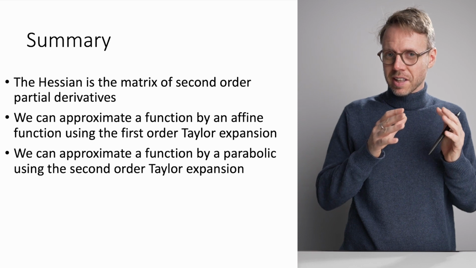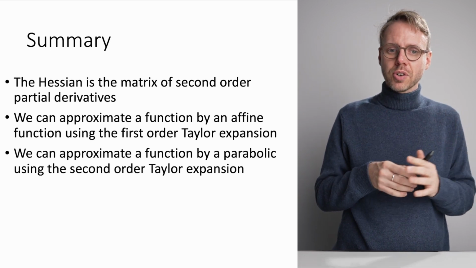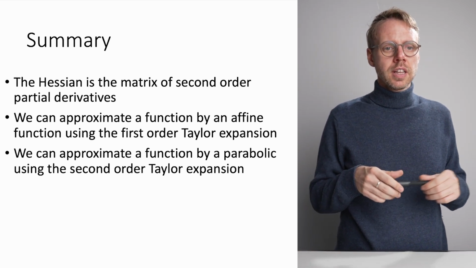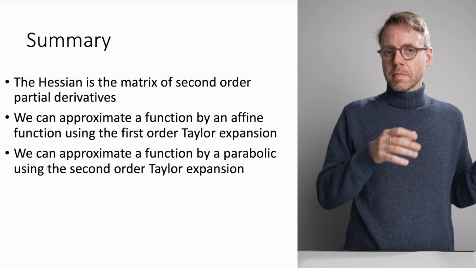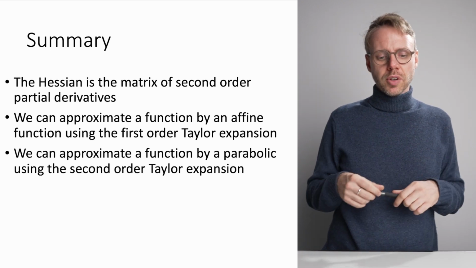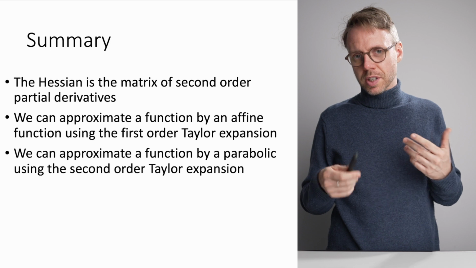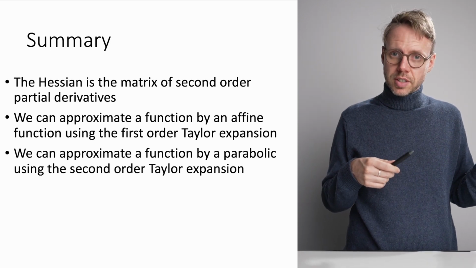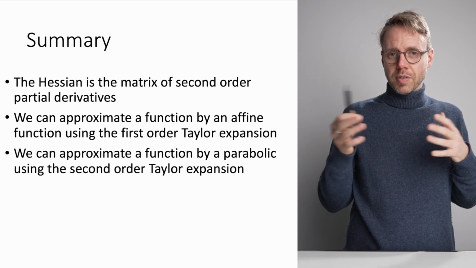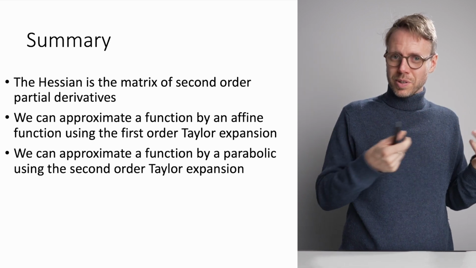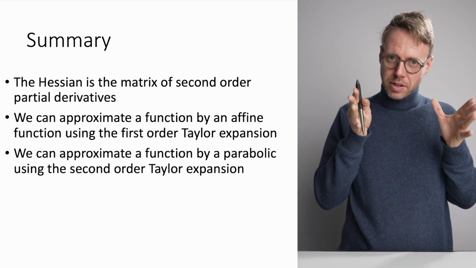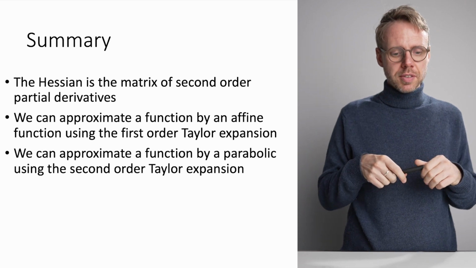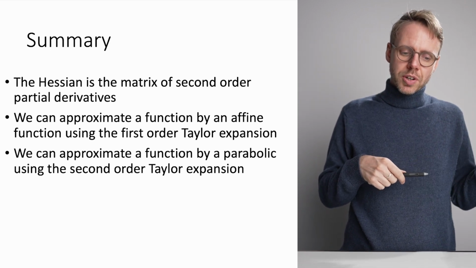So let's summarize this lecture on the Taylor series and the Taylor expansion. In particular, important is the second order Taylor expansion. The Hessian is the matrix of second order partial derivatives, so it's the generalization of the second derivative for univariate functions. So if we have a multivariate function, we cannot just do a second derivative, we get a matrix of all these second order partial derivatives, which is called the Hessian.